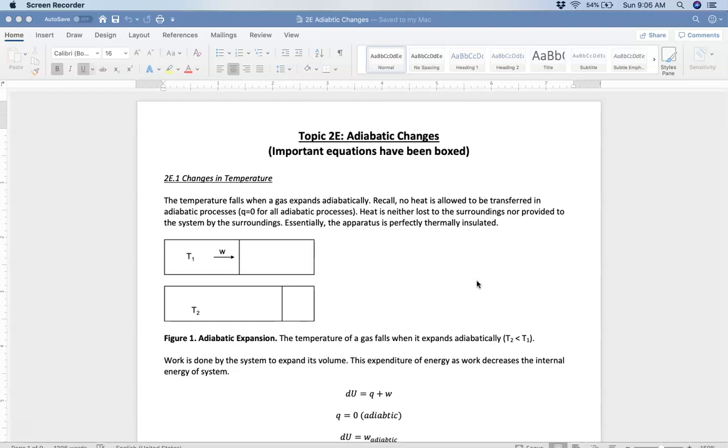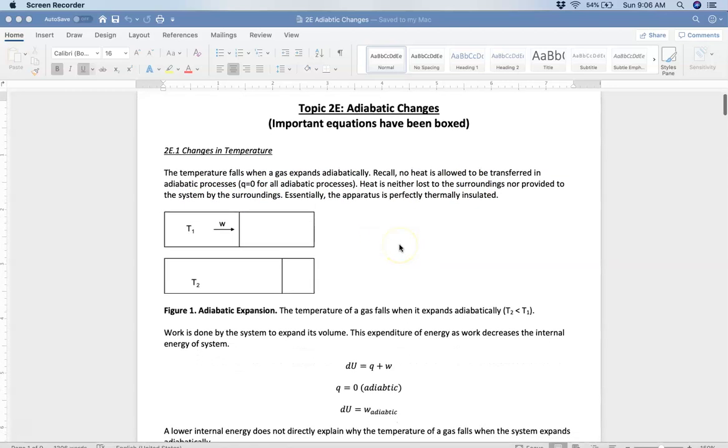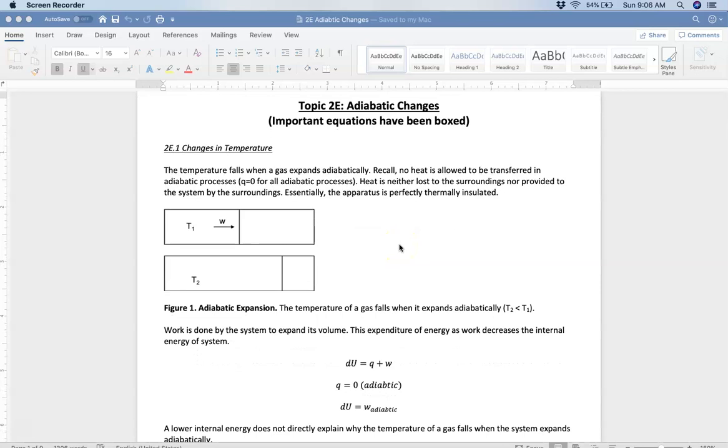We're going to start off first by talking about what happens during temperature changes when a system expands adiabatically. Again, in an adiabatic system, heat is neither lost to the surroundings, nor is it provided to the system from the surroundings. So effectively, it would be performed in an apparatus that's perfectly thermally isolated.